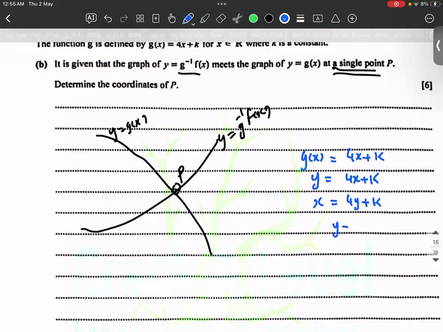Then we will make y the subject. So what is y? It is (x minus k) divided by 4. And this is our g inverse of x. So g inverse of x we obtained is (x minus k) by 4.